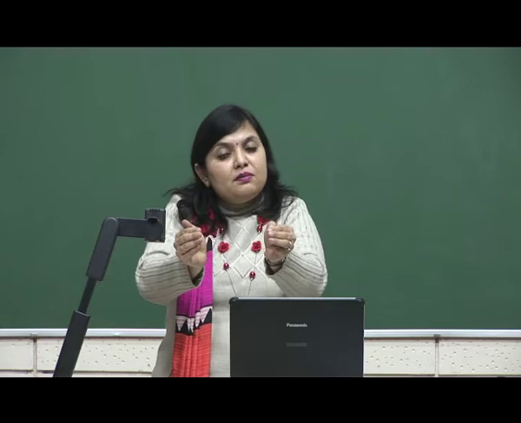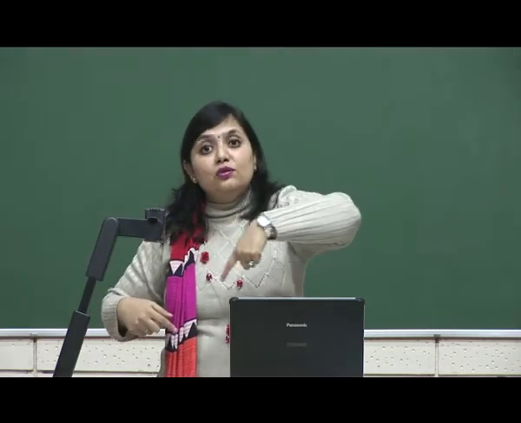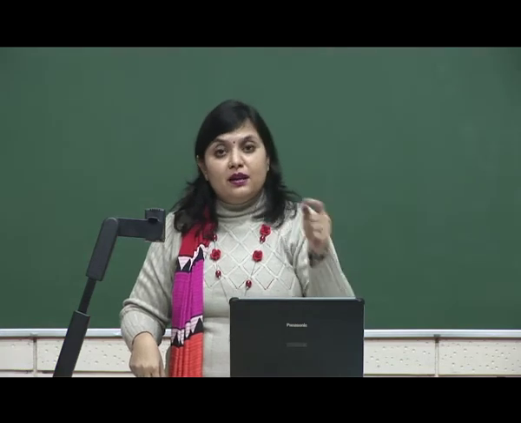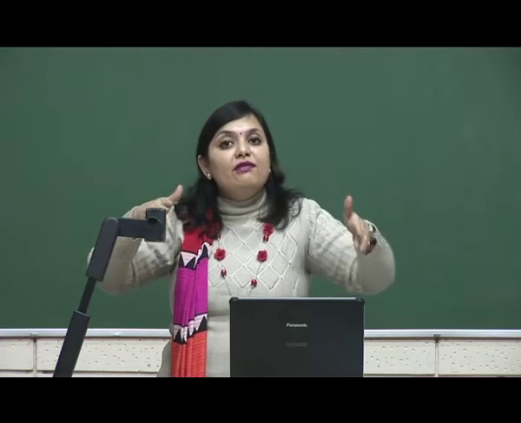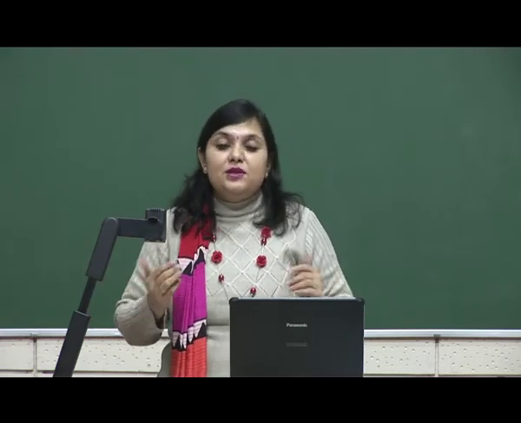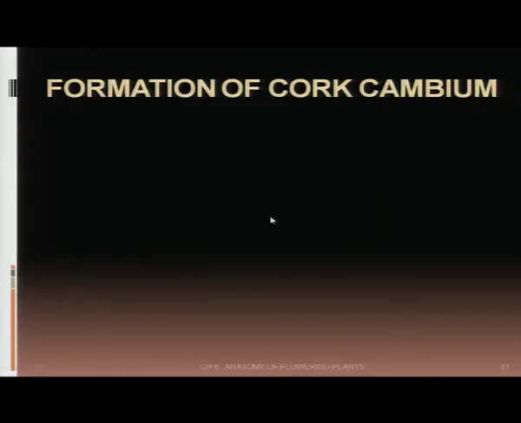The center is expanding, and if the peripheral parts do not expand at a rate similar to that of expansion of the center, what will happen? The peripheral parts, they will rupture and the plant will die. To avoid this situation, what happens? Secondary growth takes place in the cortex also, and this is the formation of cork cambium.